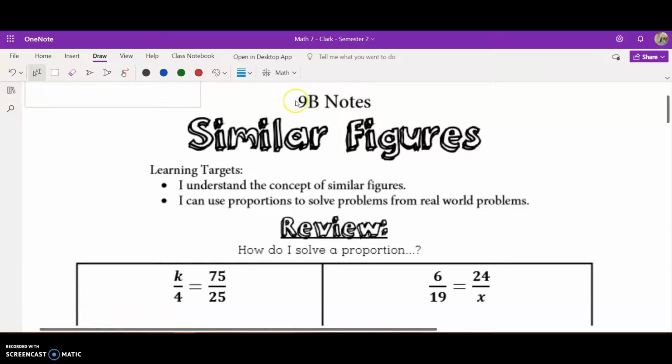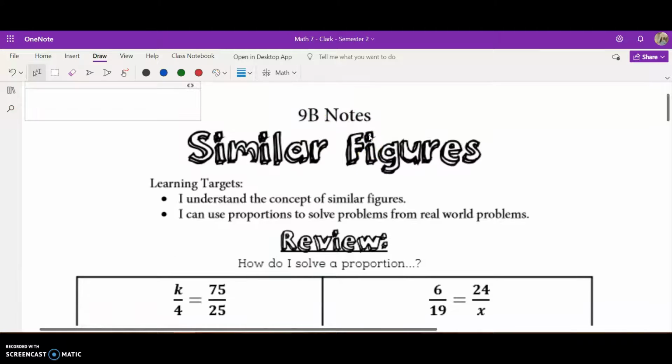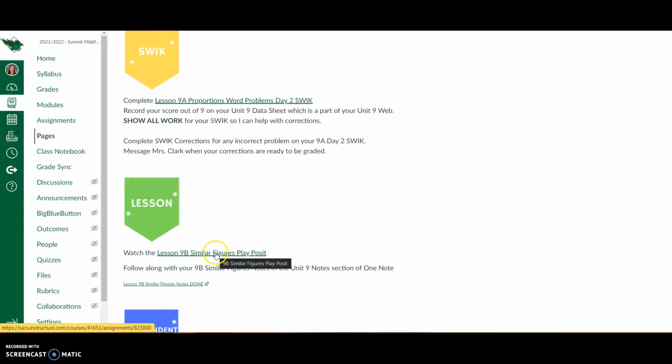Here's what your similar figures notes look like, and we're going to go through these examples together in our play pause it. So please watch your play pause it, follow along, because it's going to stop and ask you questions, and the score you get is going to be in PowerSchool. Feel free to rewatch the play pause it to get a better score if you're not happy with it.